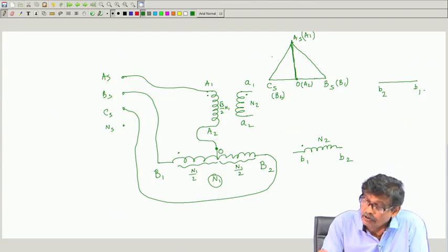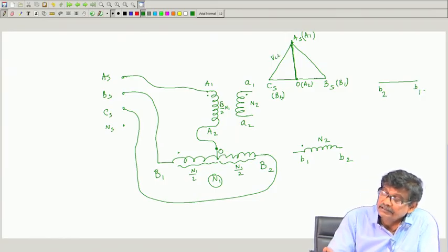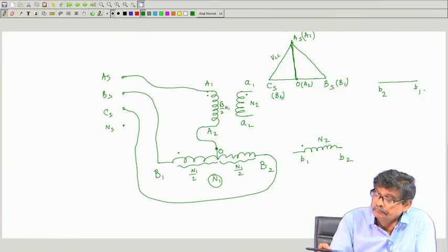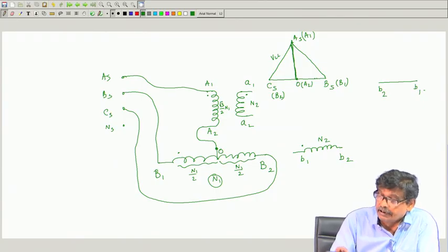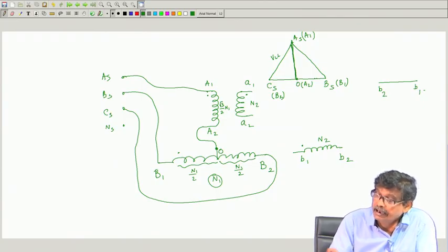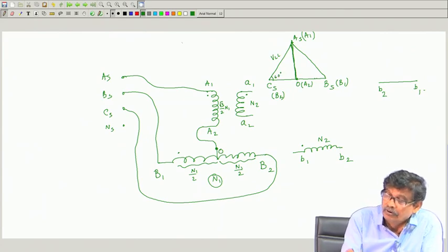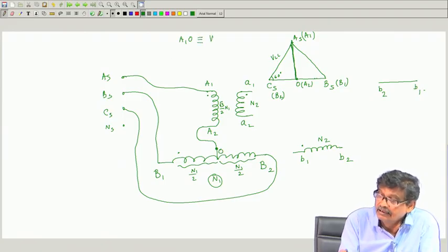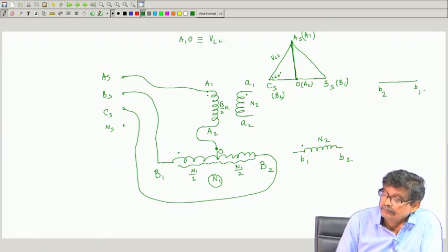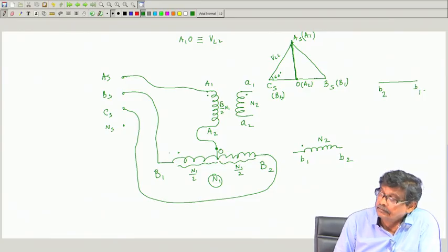This is the voltage applied across the primary of transformer A. If the line to line voltage is VLL, what is the magnitude of the voltage applied across A1, A2? It will be this length, and this is 60 degrees. So, the length A1 O is nothing but VLL sin 60 degrees, that is root 3 by 2 VLL.